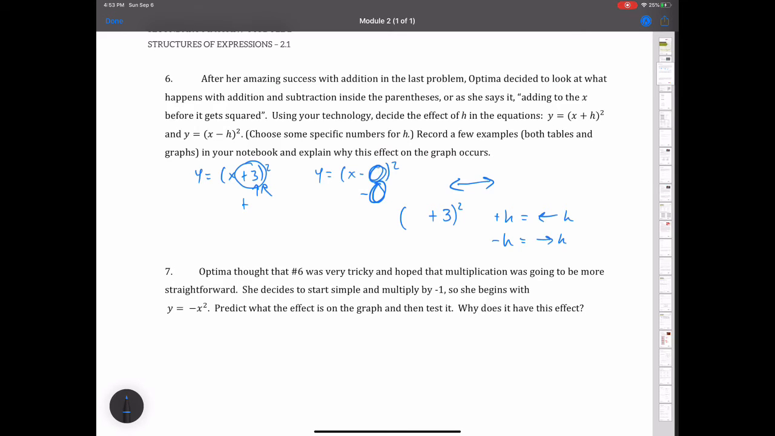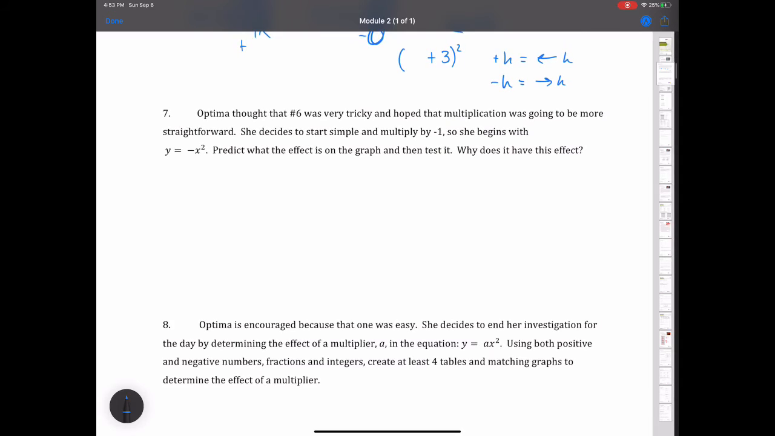So Optima thought that number 6 was very tricky and hoped that multiplication was going to be more straightforward. So she decided to start simple by multiplying by a negative 1. So she begins with y equals negative x squared. So what you should do now is take a minute, predict, and even talk at your table, predict what effect is going to happen, and then test it and think about why does it have this effect. Go ahead and pause here and try it out.